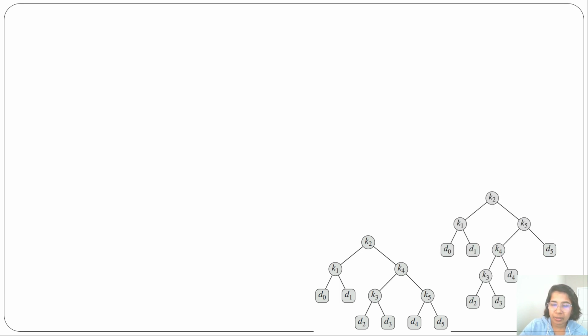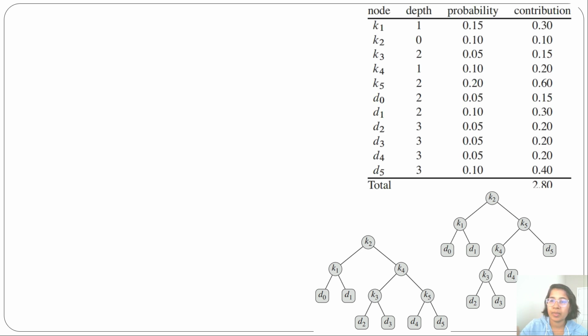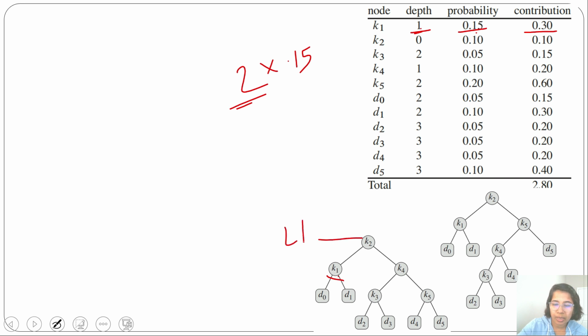What will be the expected cost for the first binary search tree? For node K1, K1 is at level 2, or you can write depth 1. So when you are considering depth plus 1 you need to multiply, and the probability is 0.15. So 0.15 multiplied by 2. Depth is 1, that's why 1 plus 1, 2, we are multiplying. So the contribution will be 0.30. Or you can consider level 2.